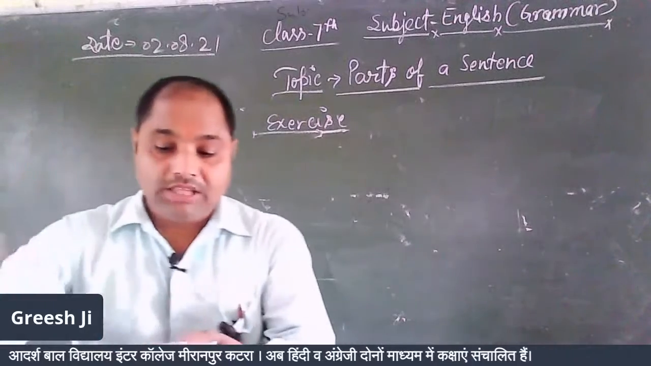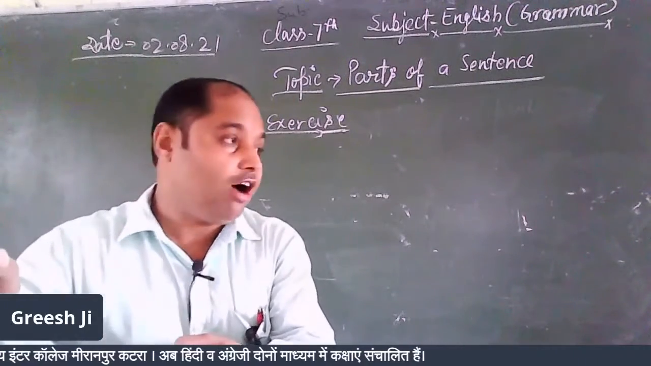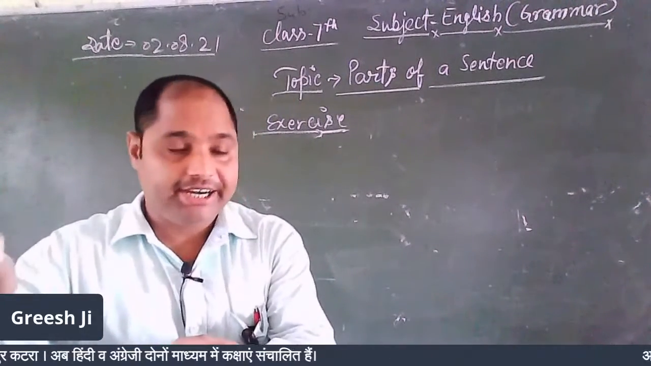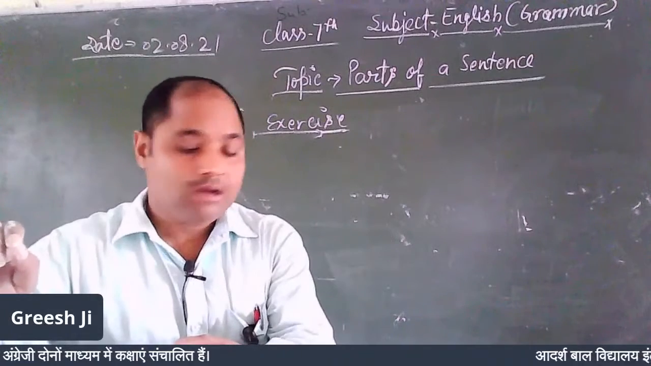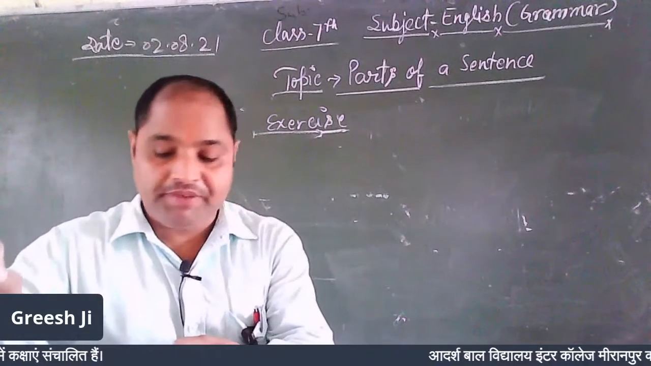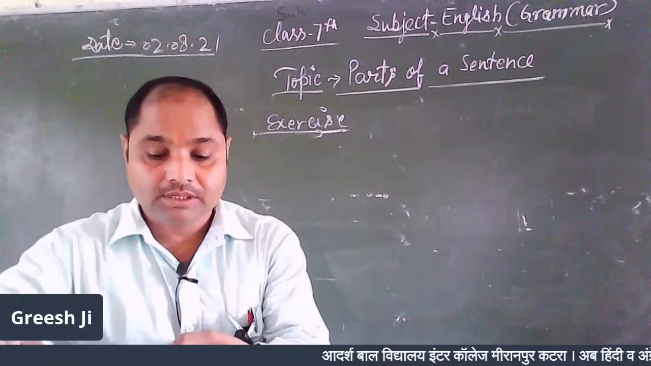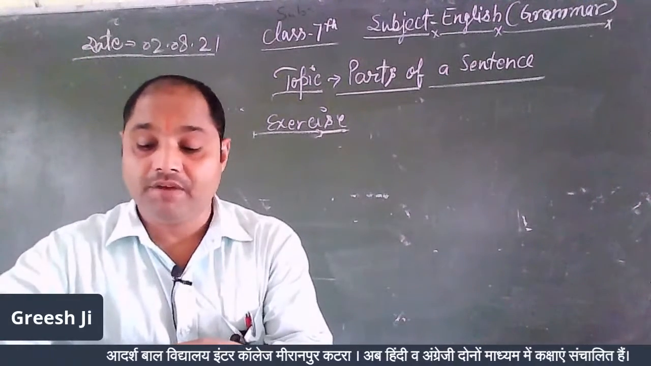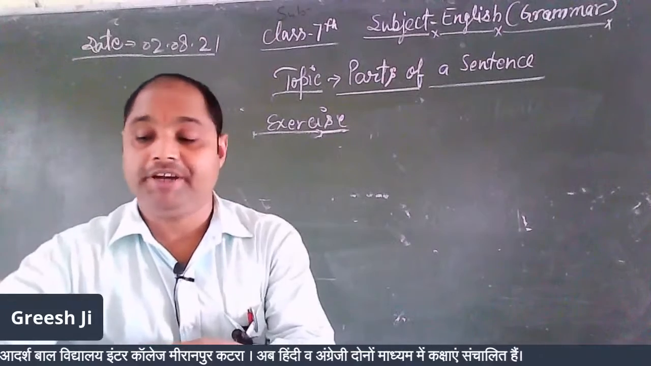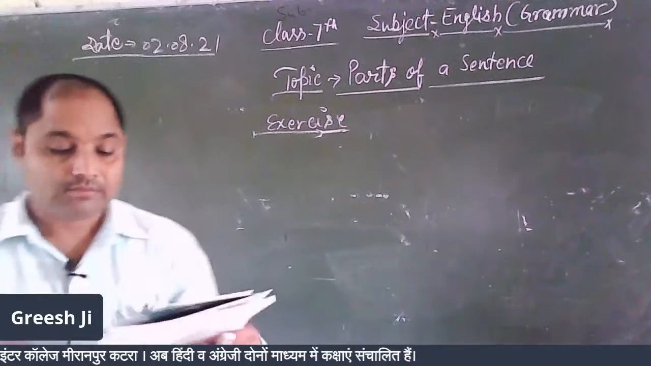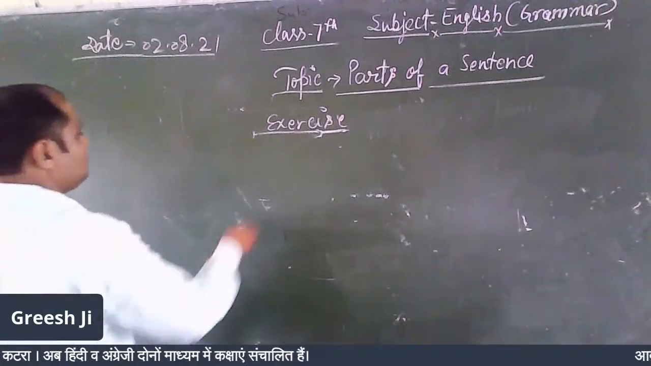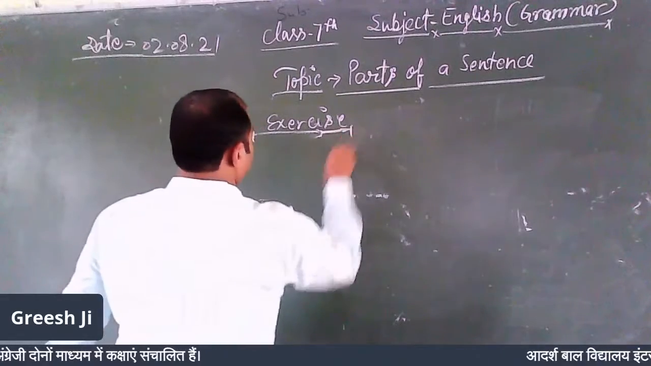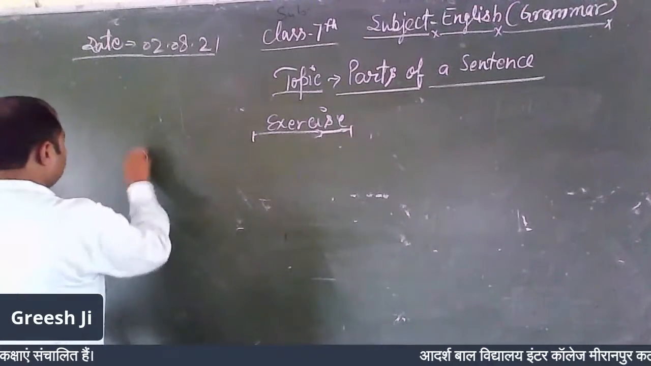Second, the predicate may have an object. A predicate can also have an object in a sentence. The predicate can also be made of a complement, and a complement can also come. Okay? Now look at your exercise, sentence number 1.